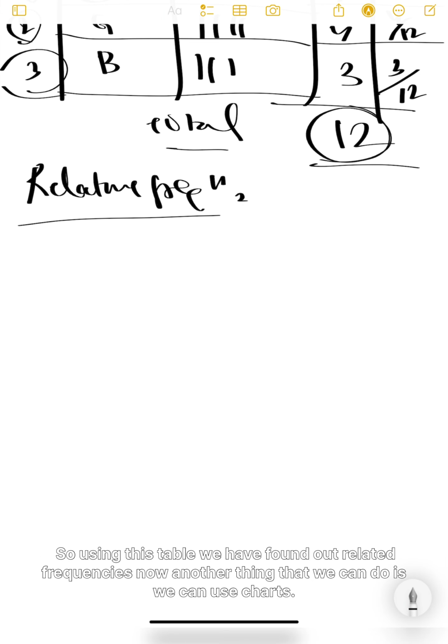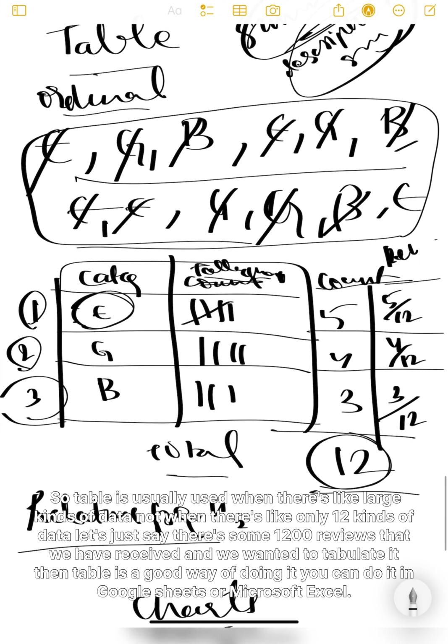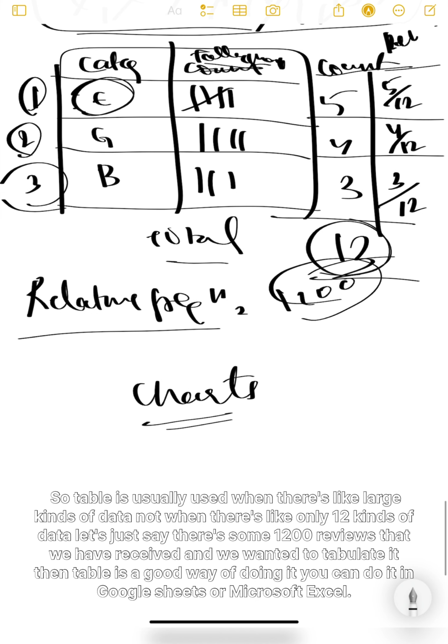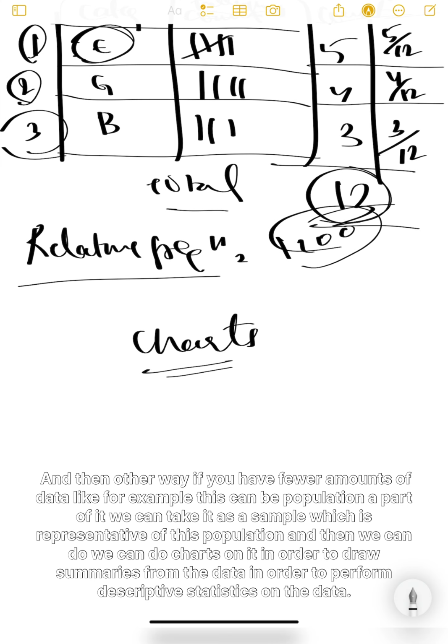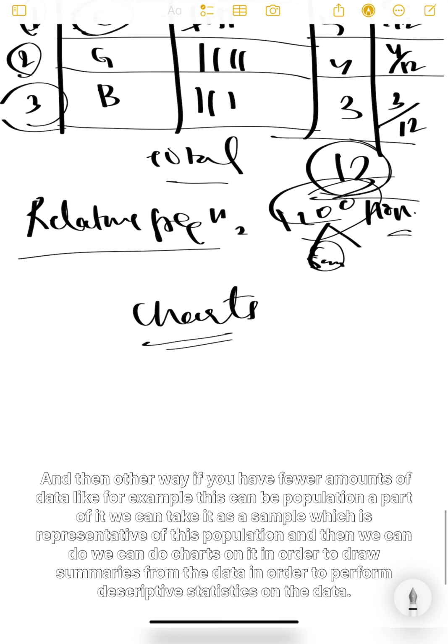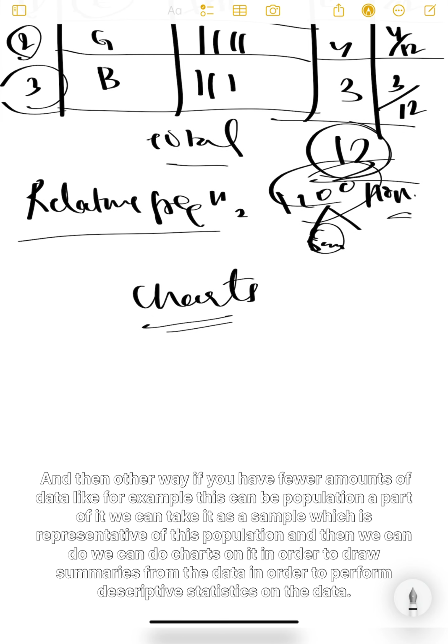Now another thing that we can do is use charts. A table is usually used when there's a large amount of data, not when there are only 12 entries. Let's say there are 1200 reviews that we have received and we wanted to tabulate them. Then a table is a good way of doing it. You can do it in Google Sheets or Microsoft Excel. Another way, if we have smaller amounts of data, for example this can be the population, we can take a part of it as a sample which is representative of the population, and then we can make charts on it in order to perform descriptive statistics of the data.